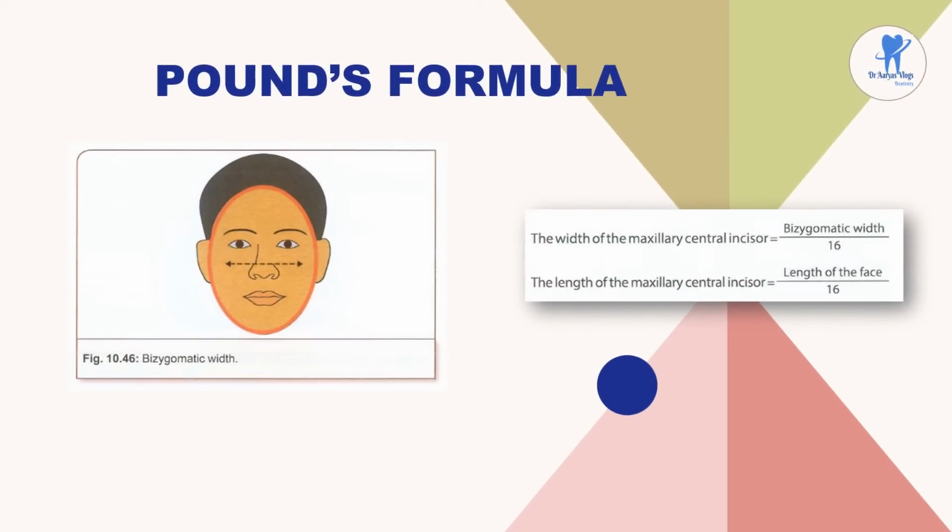And what is Pound's formula? Pound derived two formulae to determine the width and length of the central incisor using bizygomatic width and also the length of the face respectively. That is, for the width of the maxillary central incisor, the bizygomatic width by 16, and the length of the maxillary central incisor is length of the face by 16. Okay.